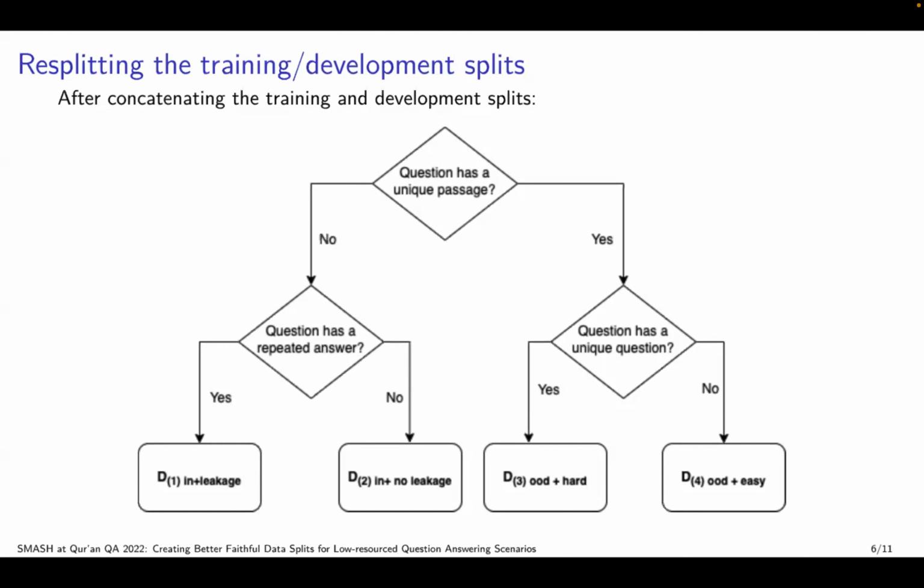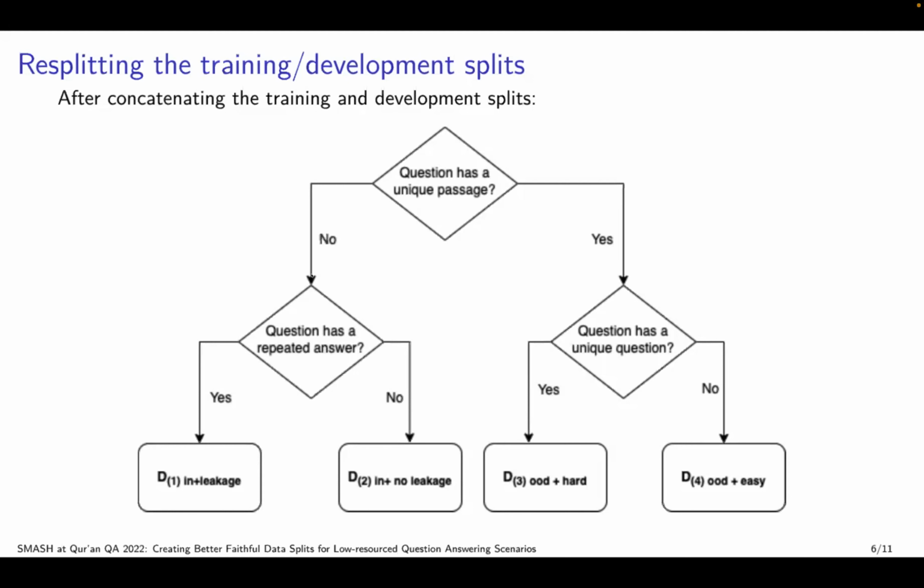So the process goes as follows. We first look at the passage for each question. If it's unique, then we see if the answer from this passage is found in any part of the training data. If that's the case, then we say there's, yeah, sorry. I'll just go back once again. So first of all, we see if the passage is unique or not.